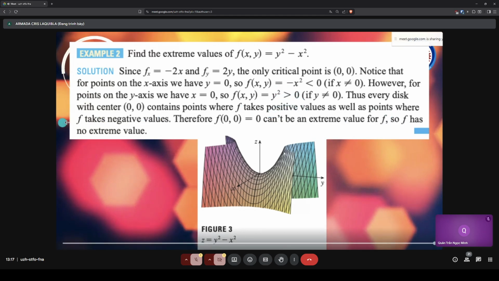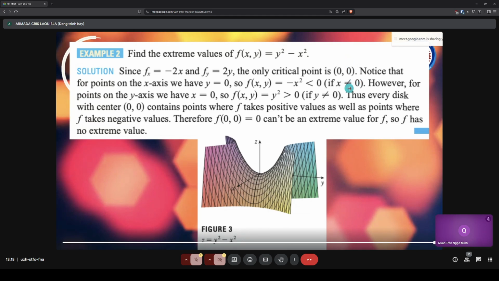So thus, every disk with center 0, 0 contains points where f takes positive values as well as points where f takes negative values. So we have positive values and negative values of your f of x, y. And therefore, your f of 0, 0 can't be an extreme value for f. And so f has no extreme value. So that's the reason why it has no extreme value. But you have the critical point 0, 0.